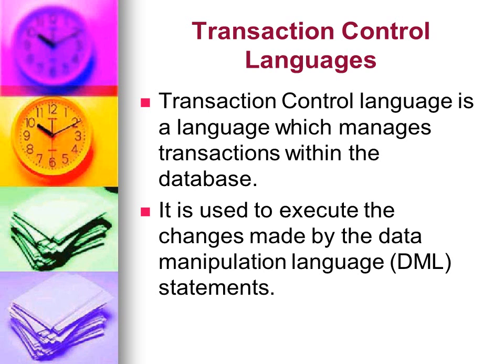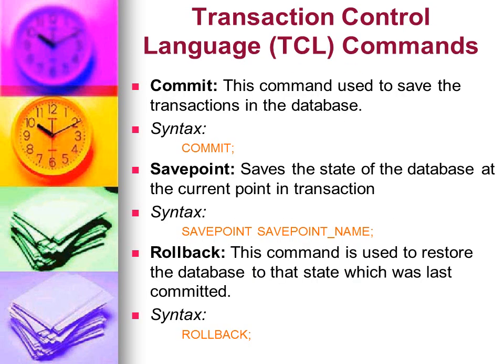Next language is transaction control language. Transaction control language is a language which manages transactions within the database. It is used to execute the changes made by the data manipulation language statements. Transaction control language commands are commit, savepoint, and rollback. Commit. This command is used to save the transaction in the database. Syntax for this is COMMIT. This statement will save the transaction permanently into the database.